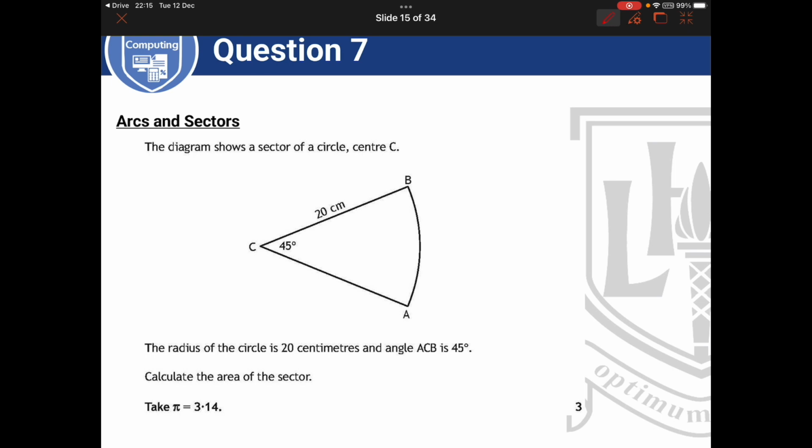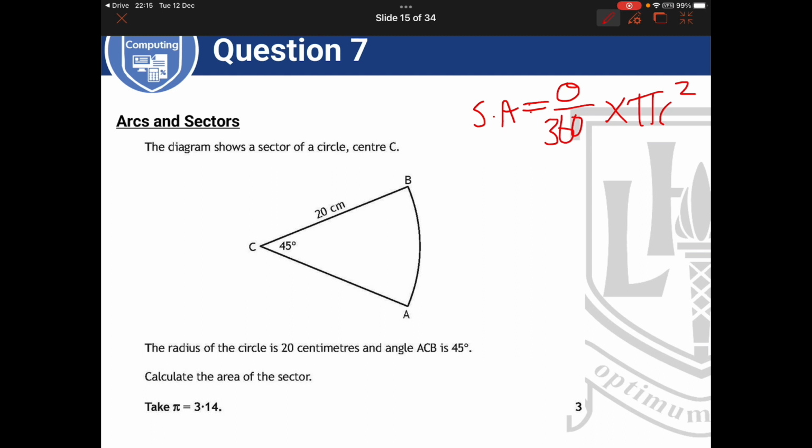So we're going to have to work out the area of the sector, which means we need the formula for the area of a sector. The formula for that is the angle at the centre over 360. That's the fraction of the circle that we've got here. Times by the area of a circle formula, which is pi r squared.